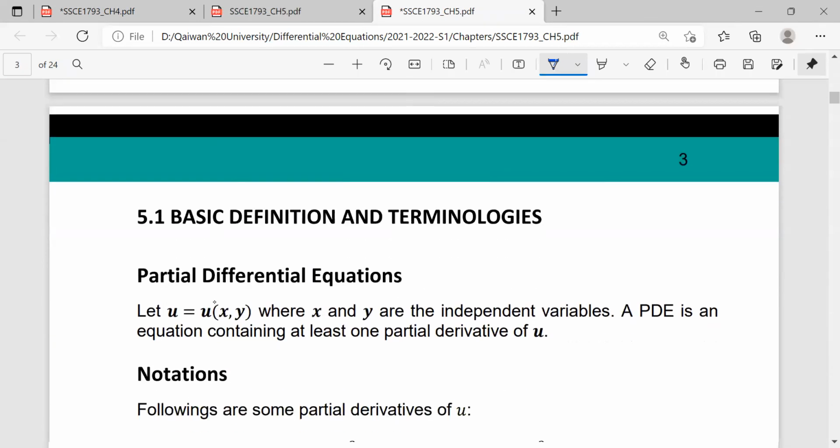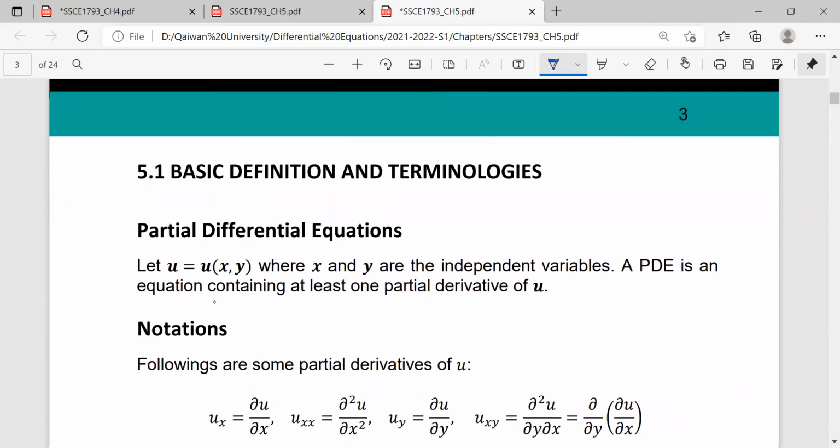We now have some terminologies and definitions. We say we have partial differential equations. We let u be u of x, y. As you see here, we have 2 independent variables, which are x and y. But in the previous ones, we had only x or only t. Okay? But here we have 2 independent variables.